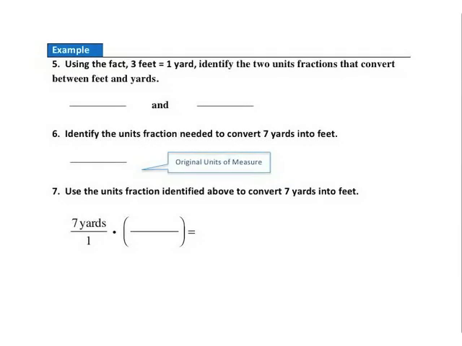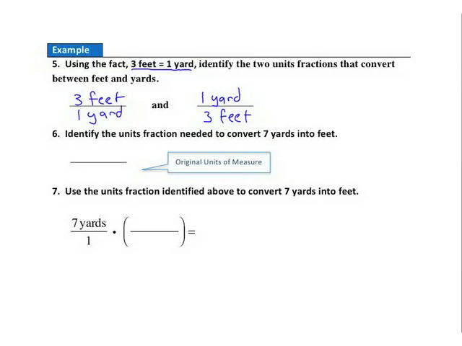Now let's take a look at some examples that will help us understand how to use a units fraction to convert units of measure. Example 5. Using the fact 3 feet equals 1 yard, identify the two units fractions that convert between feet and yards. Well, our units of equal measure are 3 feet equals 1 yard. I can put these units of measure into a fraction two different ways. 3 feet over 1 yard and 1 yard over 3 feet.